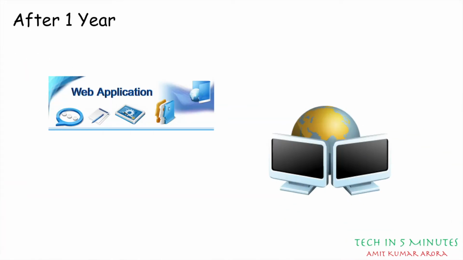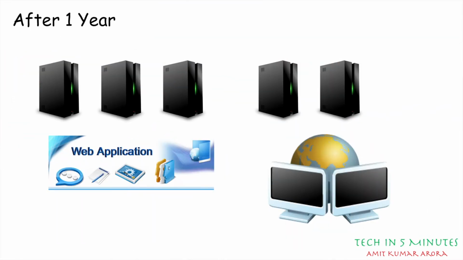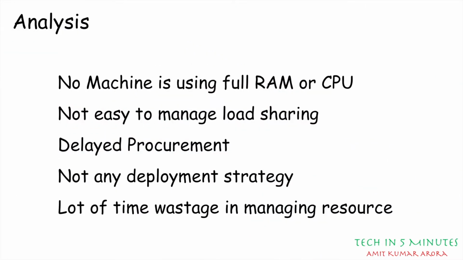After 1 year, they developed one more application. They shared the load between the existing servers. Then they did some analysis and found no machine was using full CPU or RAM. It was not easy to manage the load. Procurement was very slow, because normally a server gets delivered in 60 to 90 days, and it took around 120 days to set up those servers and go live. So there was a lot of time and resource wastage.